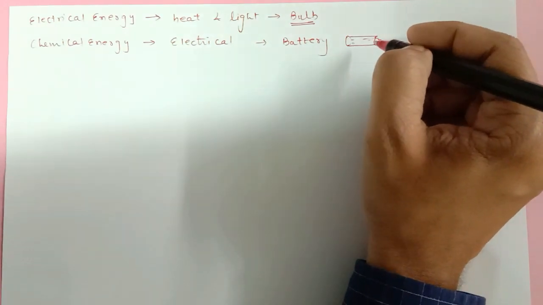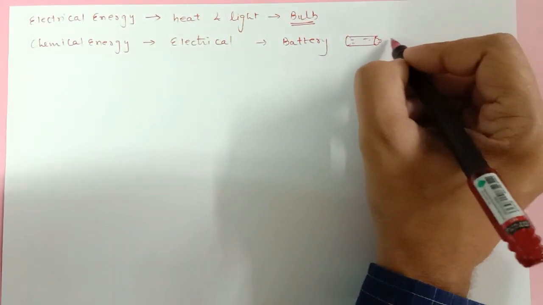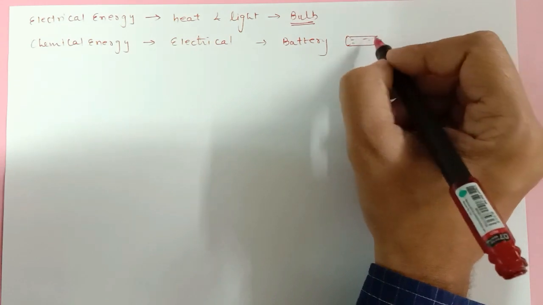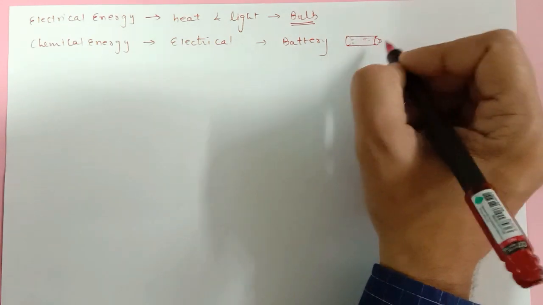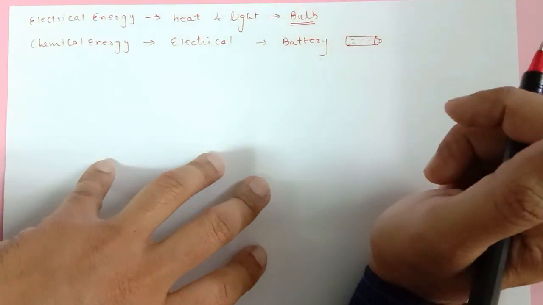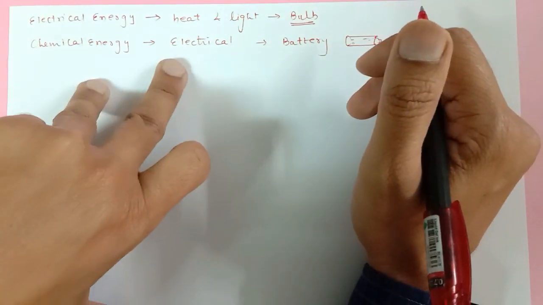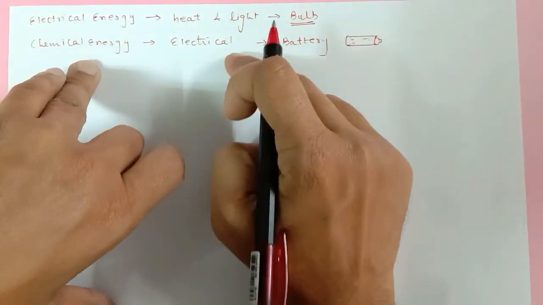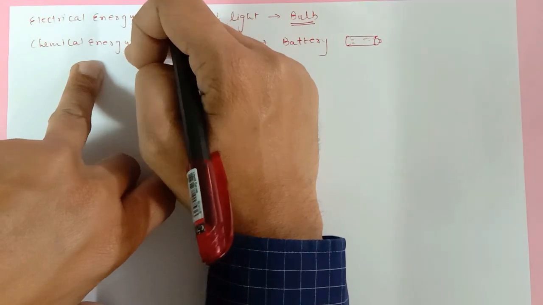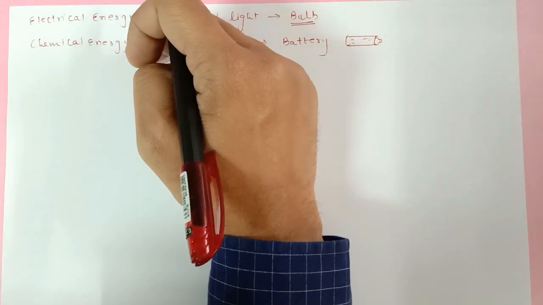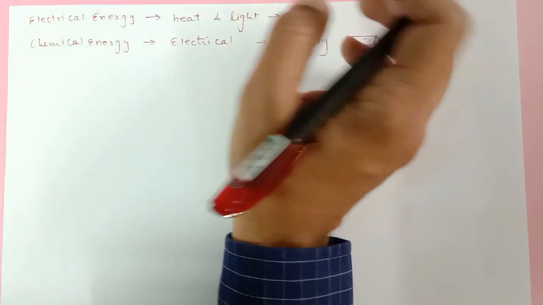Now that gets converted into, suppose you put a bulb, electrical energy, and finally from there the bulb emits light and heat energy. So electrical energy is being obtained from the chemical energy, right? And then this finally converts into light and heat.